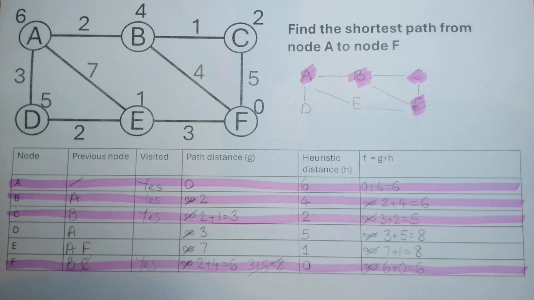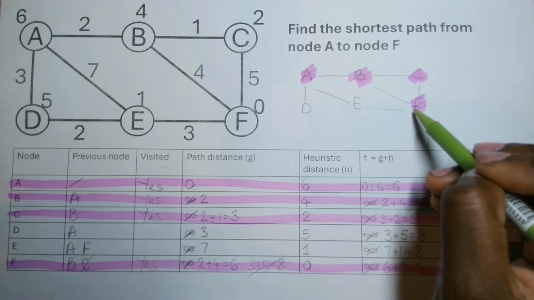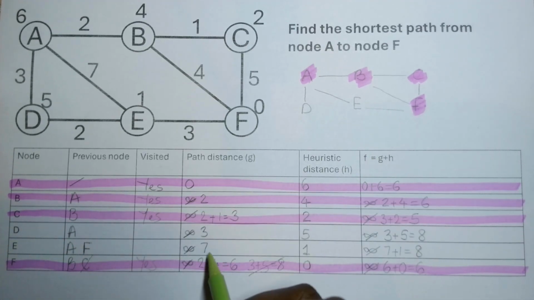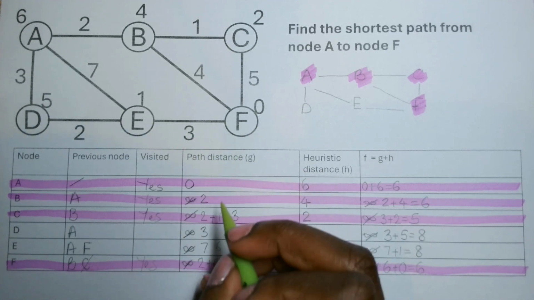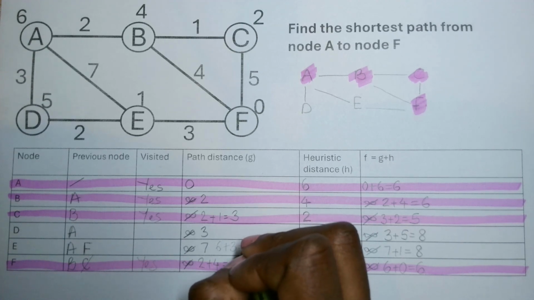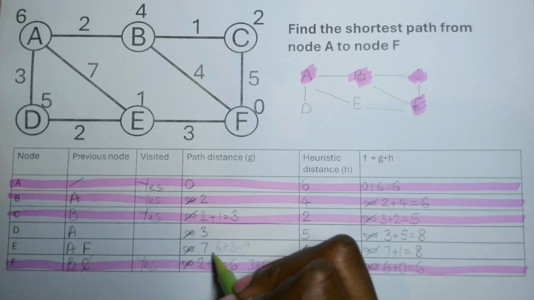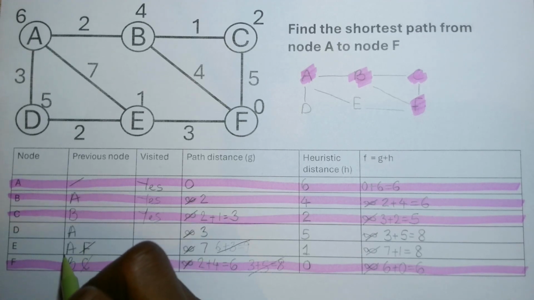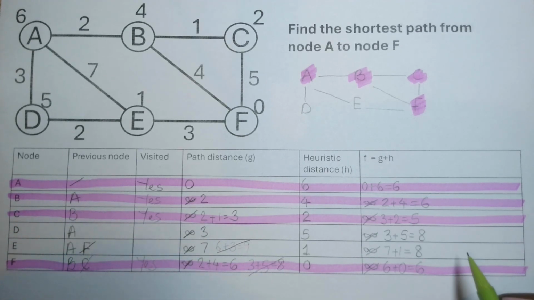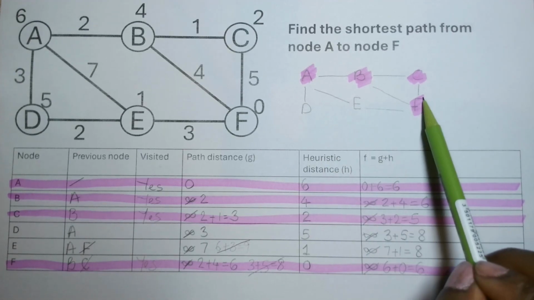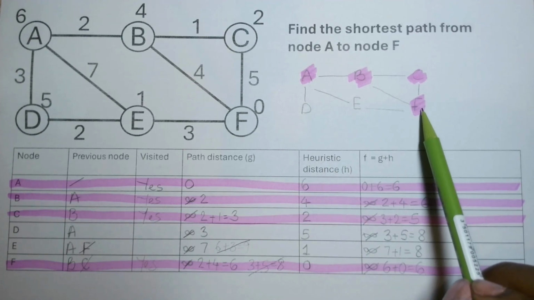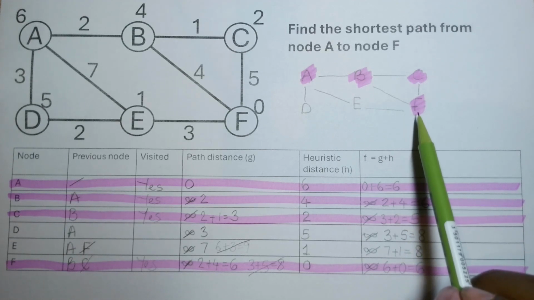We're now going to calculate the G score from F to E. Before, we had the G score at F as 6, and then the weight of the graph from F to E is 3. 6 plus 3 is 9, which is not smaller than 7. So we'll cross that out and leave the previous node at A. Now, because all the nodes that we need have been visited, especially F, we can now stop the algorithm and look for the shortest path.